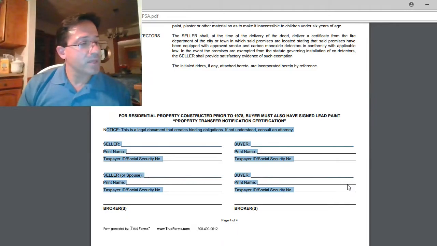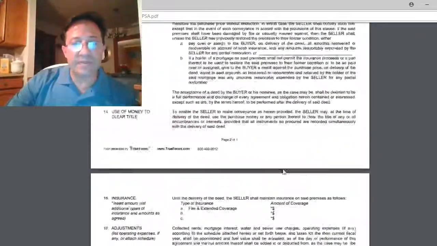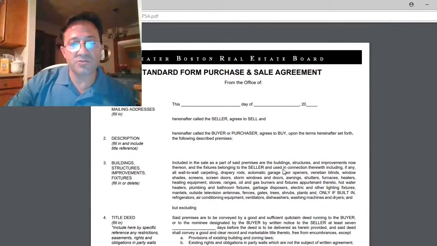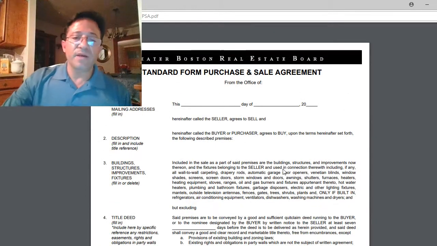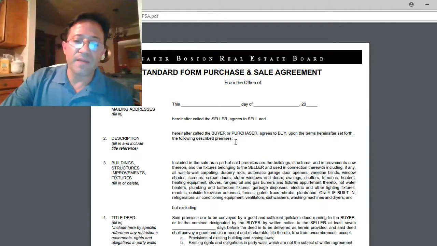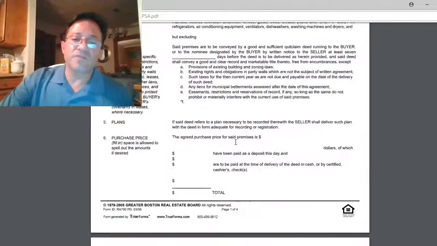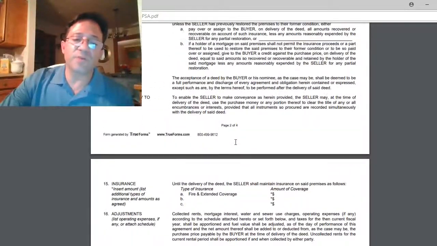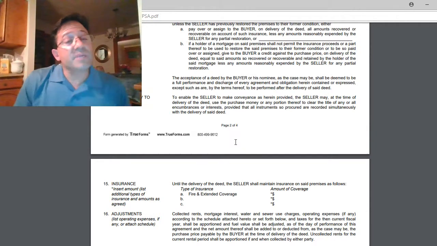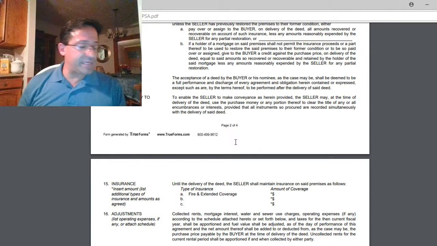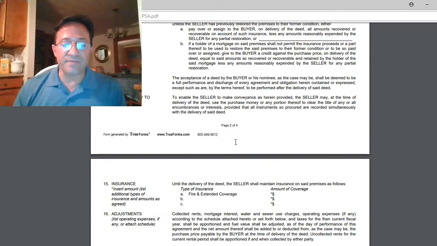Okay? So that's the basics of a purchase and sale agreement, and this is actually what a purchase and sale agreement looks like in Massachusetts. Like I say, there is another form, the Mass Association of Realtors form, but it's pretty similar. There is some extra language in there, but for the most part, your components are the same. The elements of your contract have to be the same for them to be valid.